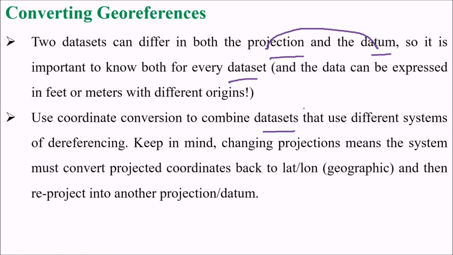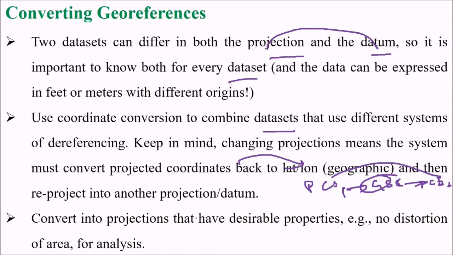You just need to keep in mind that changing projection means the system must convert projected coordinates back to lat long and then reproject into another projection or datum. So you have a projected coordinate system, you transfer it to GCS and then again to another PCS. One projected system to another projected system, so in between you have to convert it into GCS. So you convert into projections that have a desirable property, for example no distortion of area for analysis.